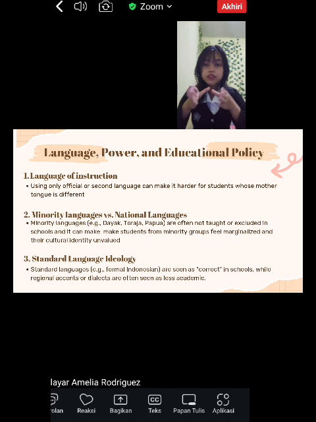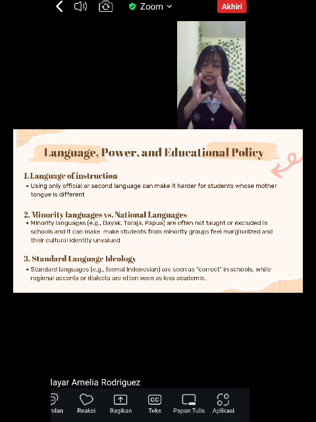These exclusions can make them feel that their language, and by extension their culture, is not valued by the education system. This may affect their confidence and make them feel insecure about their own identity, their own language, their own dialect, their own culture.